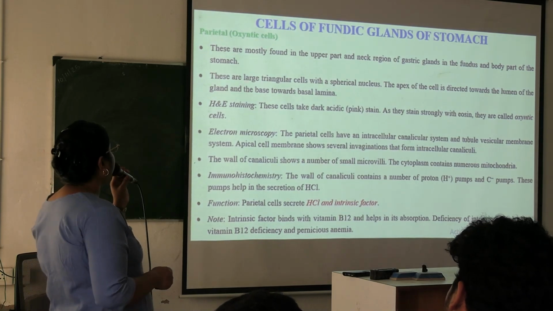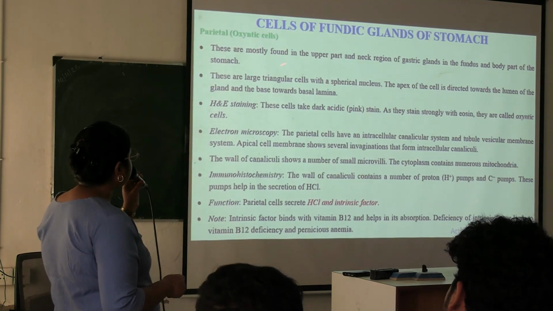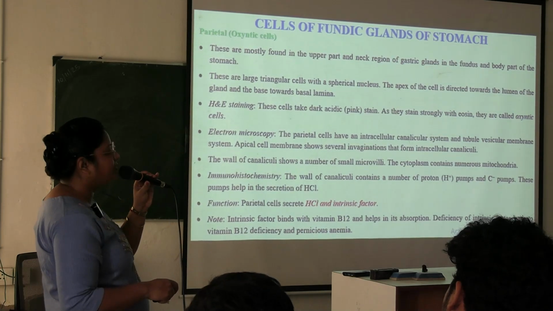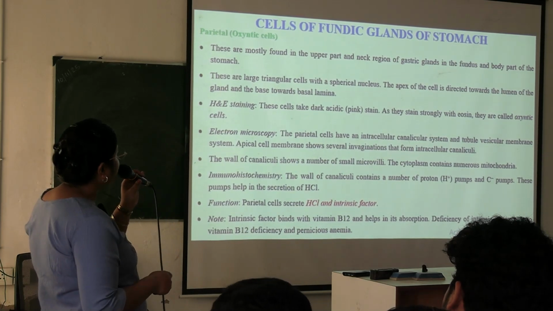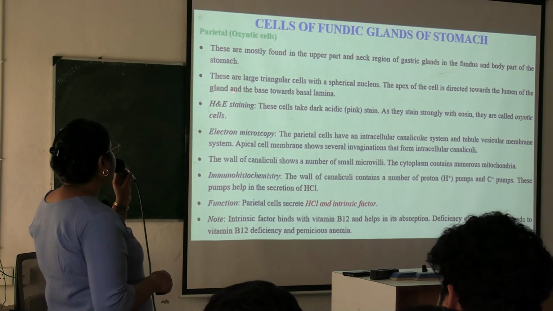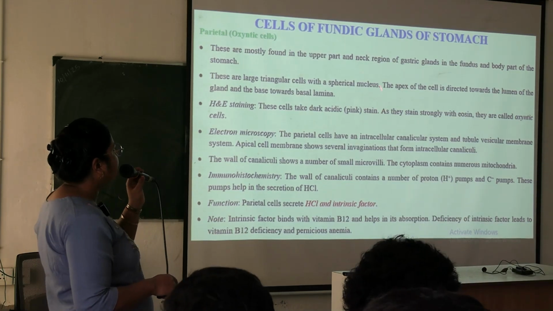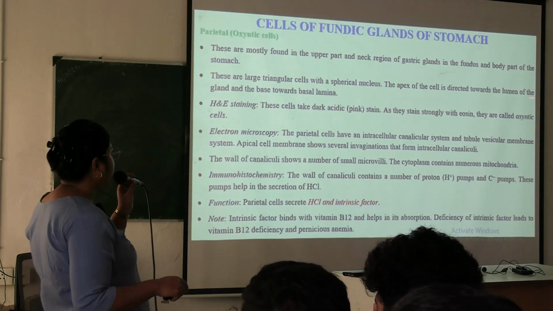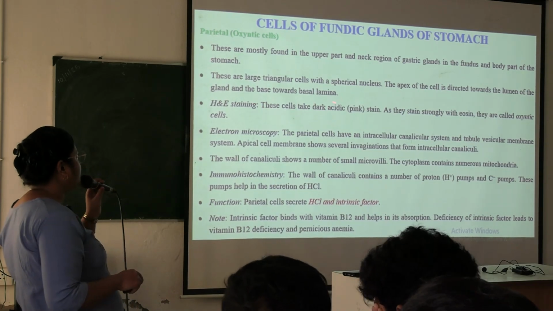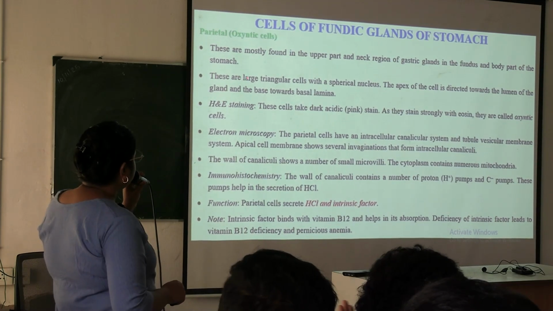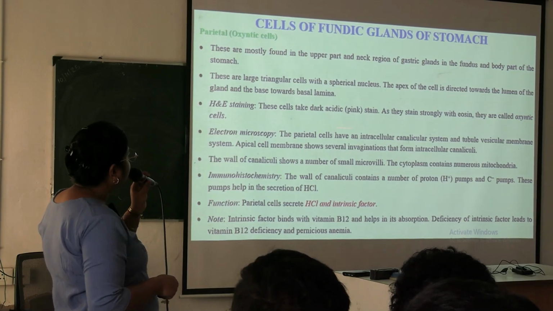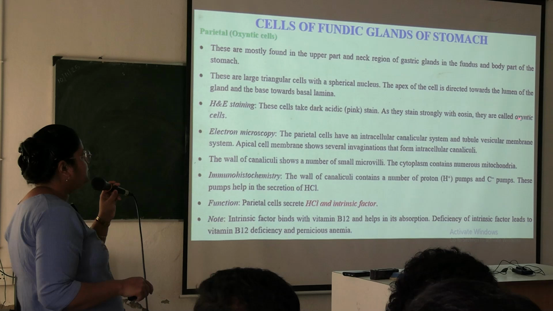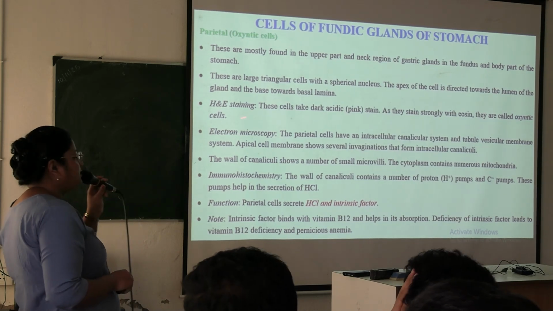Parietal cells or oxyntic cells are mostly found in the upper part and neck region of the gastric glands in the fundus and body part of the stomach. They are large triangular cells with a spherical nucleus, and the apex of the cell is directed towards the lumen of the gland and the base towards the basal lamina. In HE staining, the cells take dark acidic or pink stain. As they stain strongly with eosin, they are called oxyntic cells.